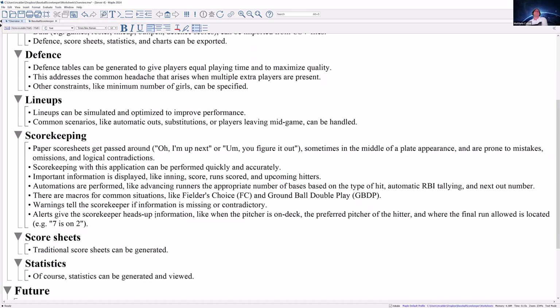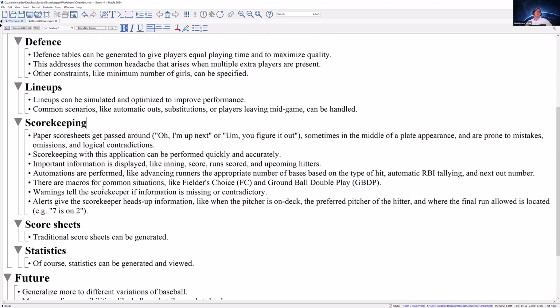As for lineups, the application can simulate them and give you an expected number of runs. You can also optimize it, try to find the best lineup given the players that you have in a given game. Common scenarios like automatic outs, substitutions, and players leaving mid-game can be handled. For an automatic out, let's say the minimum is 3 girls, and you only have 2 girls, well, you can still play, but you have to have an automatic out, so that's handled.